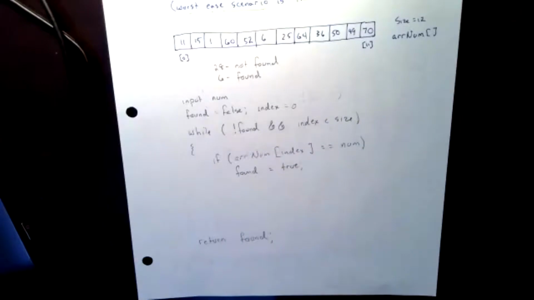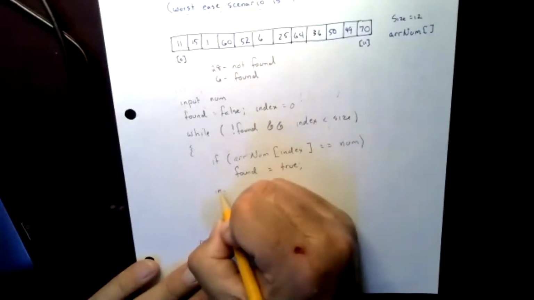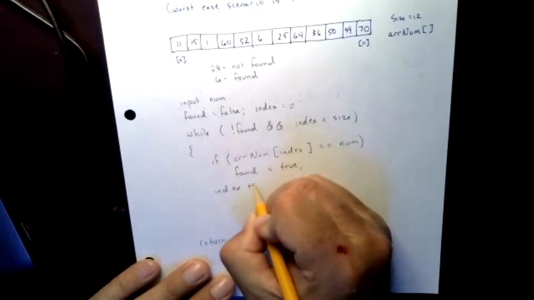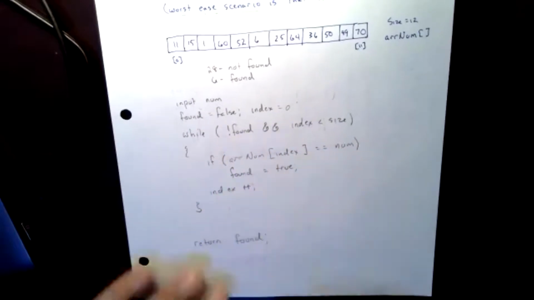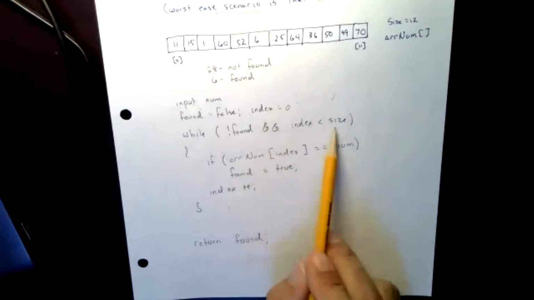Anything else? And increment index. Thank you. Initial value, check, increment. All right, is that solid?